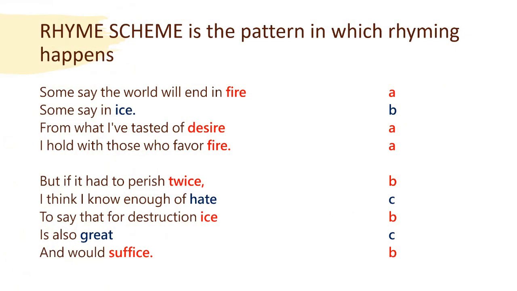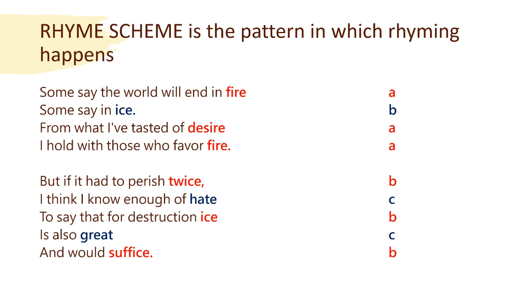Rhyme scheme is nothing but the pattern in which the rhyming happens, or you can also say that you can identify the place of the rhyming words in the stanza. Now, let's take the first stanza where fire is rhyming with desire, and again there is fire in the last line of the stanza. So, you use an A, and as ice is not rhyming with fire, you use a B. Now let's come to the second stanza.